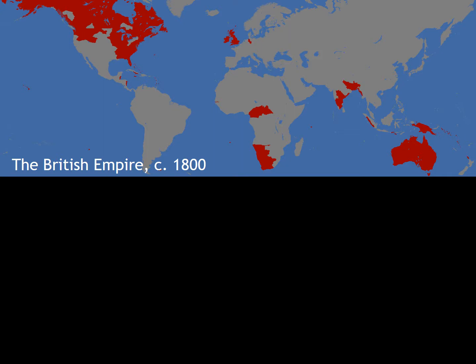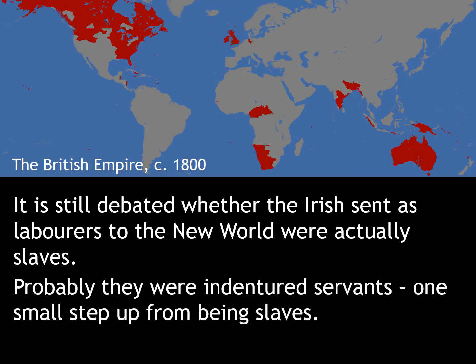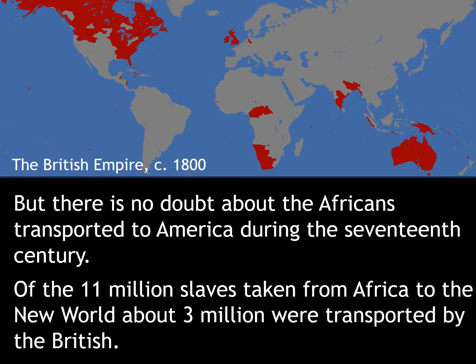So here's the British Empire around about 1800. Now those Irish people, were they sent as slaves? Some historians say they were actually sent as slaves. Others disagree and say they were a kind of indentured servant, a small step up from being a slave. But there's no doubt about the Africans who were taken to America during the 17th century. They were slaves. There were about 11 million of them, and the British transported about 3 million.